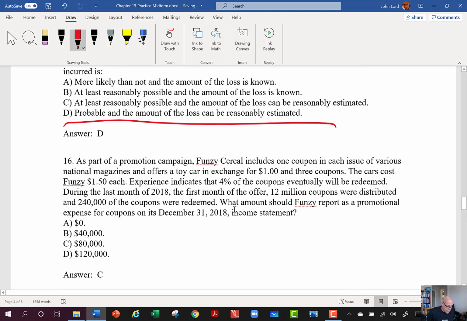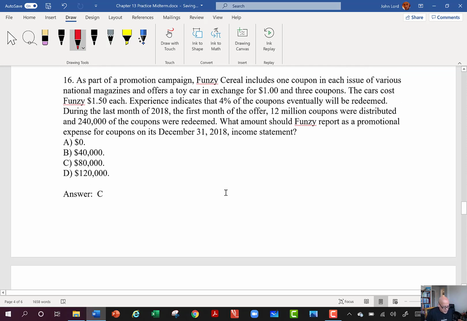Okay, good. Let's take a look at number 16. As part of a promotion campaign, Funzy cereal includes 1 coupon in each issue of various national magazines and offers a toy car in exchange for $1 and 3 coupons. Can't wait to get that new car. I just give them $1 and 3 coupons, and I get this car. The car costs Funzy $1.50 each. So they're going to have to go purchase these toy cars, and then they'll give you the toy car if you give them 3 box tops and you give them the $1.